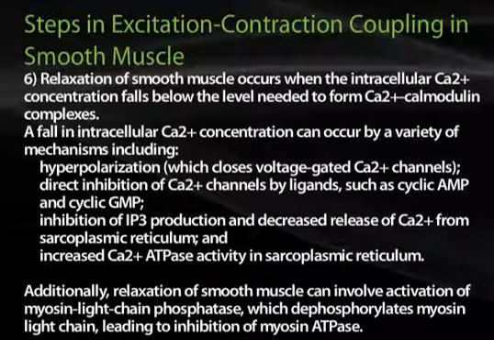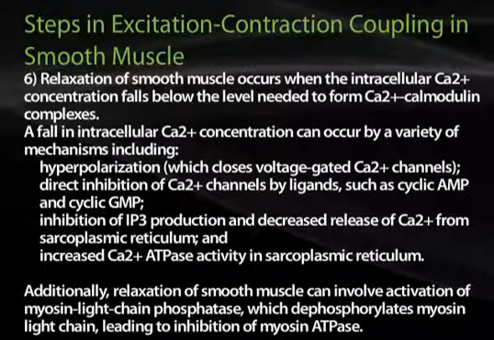6. Relaxation of smooth muscle occurs when the intracellular calcium concentrations fall below the level needed to form calcium-calmodulin complexes. A fall in intracellular calcium concentration can occur by a variety of mechanisms, including hyperpolarization, which closes the voltage-gated calcium channels, direct inhibition of calcium channels by ligands such as cyclic AMP and cyclic GMP, inhibition of IP3 production, decreased release of calcium from the sarcoplasmic reticulum, and increased calcium ATPase activity in the sarcoplasmic reticulum.